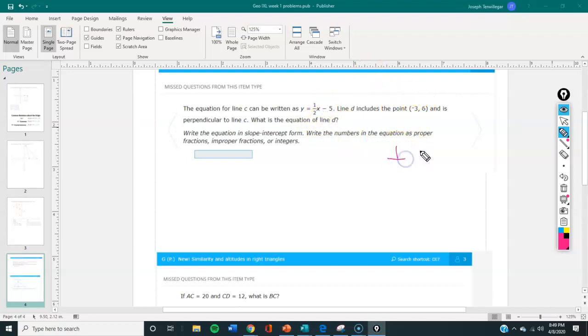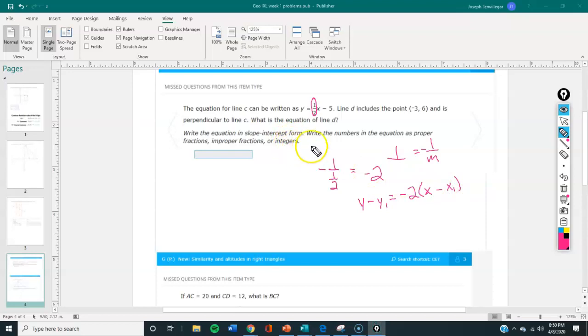Remember, perpendicular means you take your slope and you flip it and take the opposite. Opposite reciprocal. So my slope of the original line was 1/2, right? So my new line will have a slope of -1 over 1/2, or you could just flip it, which is -2, my new slope. Now I use the point slope form, which is y minus y1 equals slope times x minus x1.